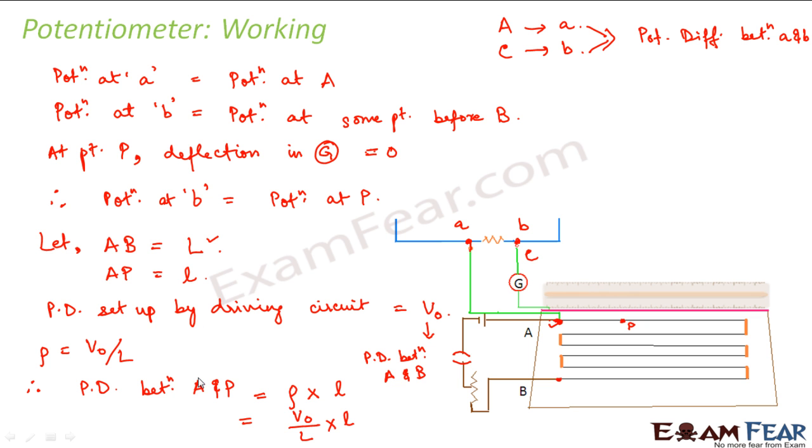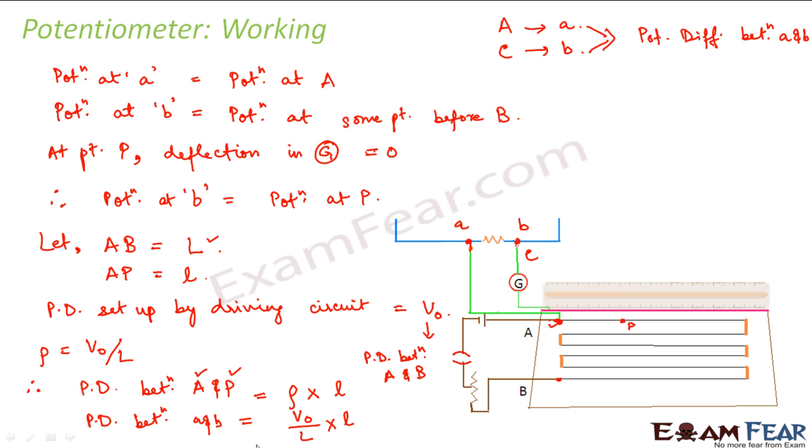Now we know that the potential at A is equal to the potential at A, and the potential at P is equal to the potential at B. Therefore we can say that the potential difference between A and B is equal to V naught by capital L into small l. So this is what we wanted to find out.